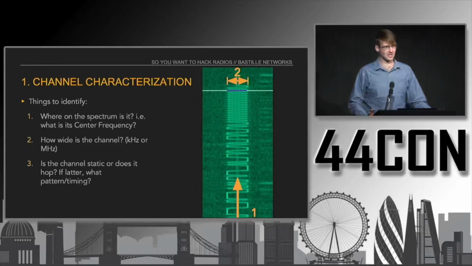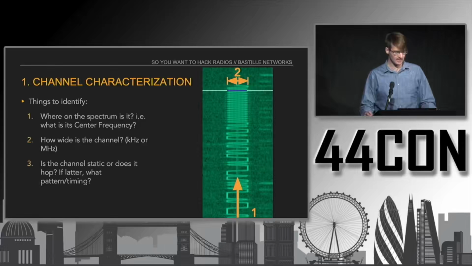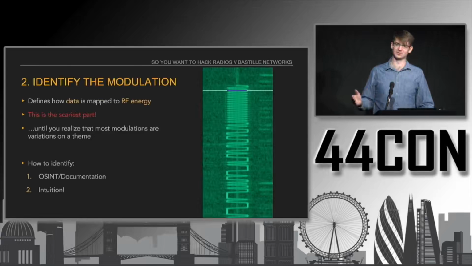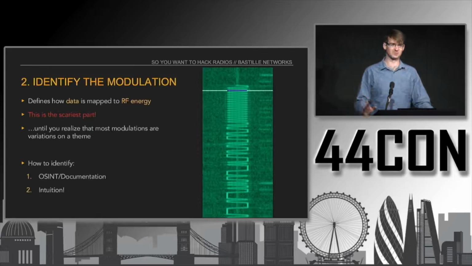The third note there is a caveat on identifying the center frequency: you may have a frequency hopping protocol where the center frequency may jump around, so you might have to track that. The second element here is to identify the modulation. The modulation is the function that describes how your digital ones and zeros get mapped back into RF energy. This is by far the scariest, most intimidating, math-heavy part of this process, and definitely the most daunting. However, once you realize that most of these modulations are really just variants on a small handful of functions, it becomes a lot less intimidating.